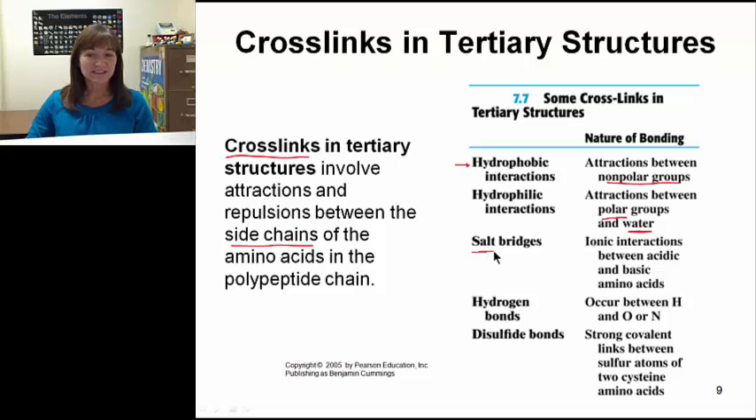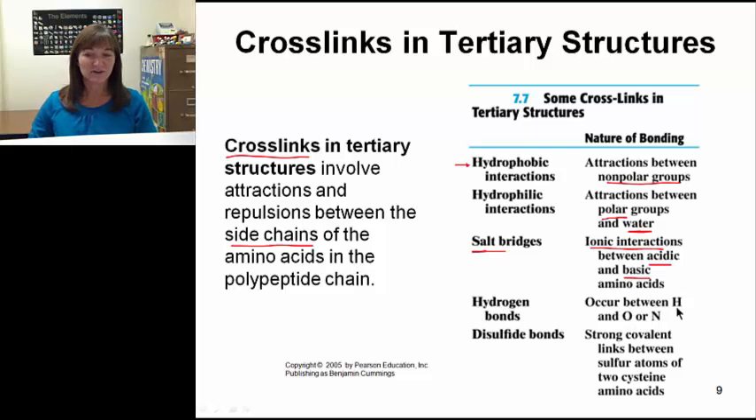Salt bridges, if you remember from our acid-base chapter, where we talked about an acid and a base, the neutralization reaction forms a salt and water. That's one of the products of a neutralization reaction. So when you have an acid and a base reacting, they often form what we call a salt. So that's where the term salt bridge comes from. A salt bridge cross-linking is that ionic interaction, because it's a cation to an anion, between an acidic amino acid and a basic amino acid.